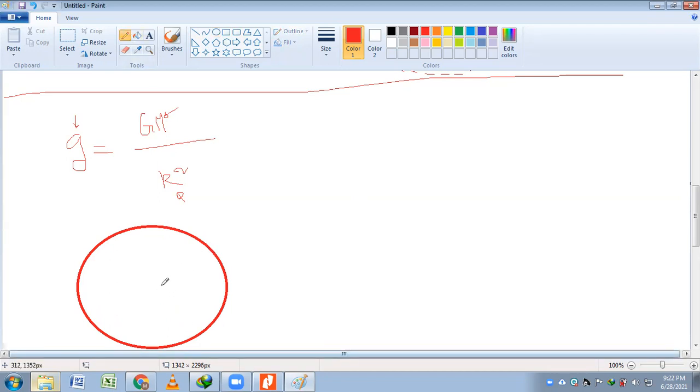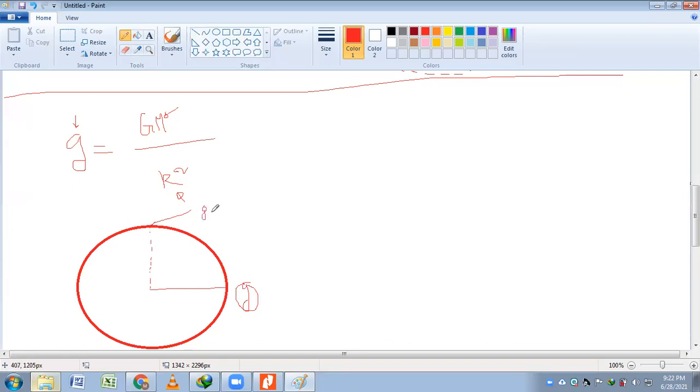Now, because of the shape difference of the Earth, near the equator region the radius is slightly big, and near the polar regions the radius is slightly small. That's why g has the smallest value exactly on the equator, and g has the largest value on the polar regions. These value differences can be significantly large.